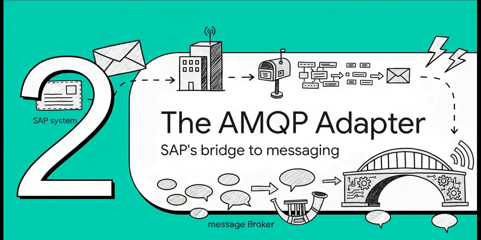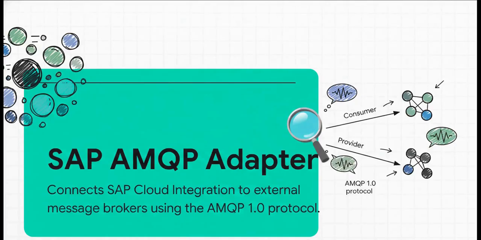This is SAP's special bridge to that whole world of messaging. Now here's the key thing to remember. This adapter is a specific piece inside the SAP Integration Suite, and its one and only job is to speak the language of these message brokers, a protocol called AMQP 1.0. This lets SAP act as either a consumer, meaning it's receiving data, or a provider, meaning it's sending data out.